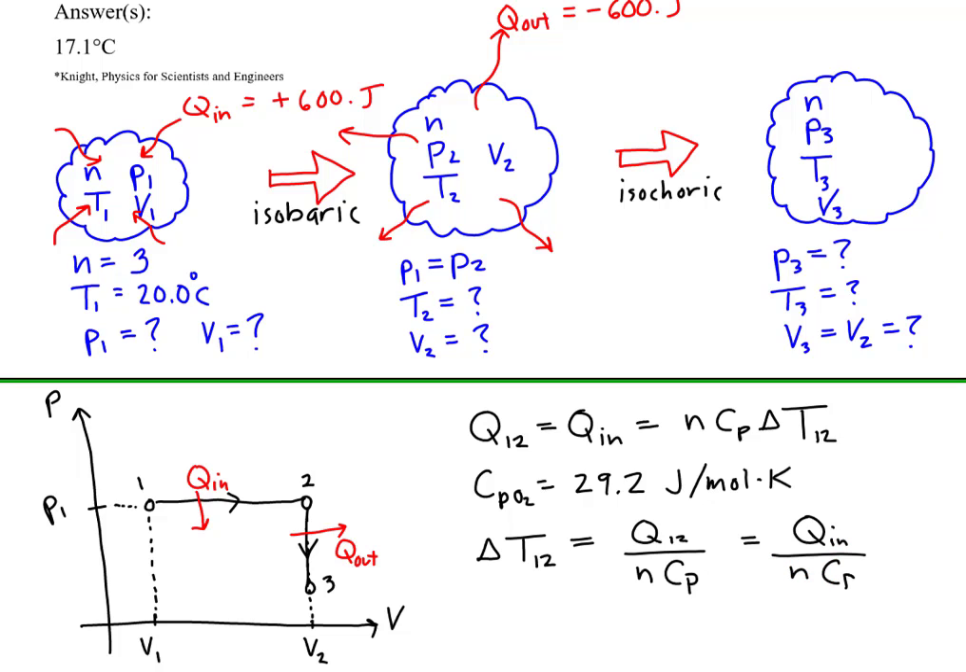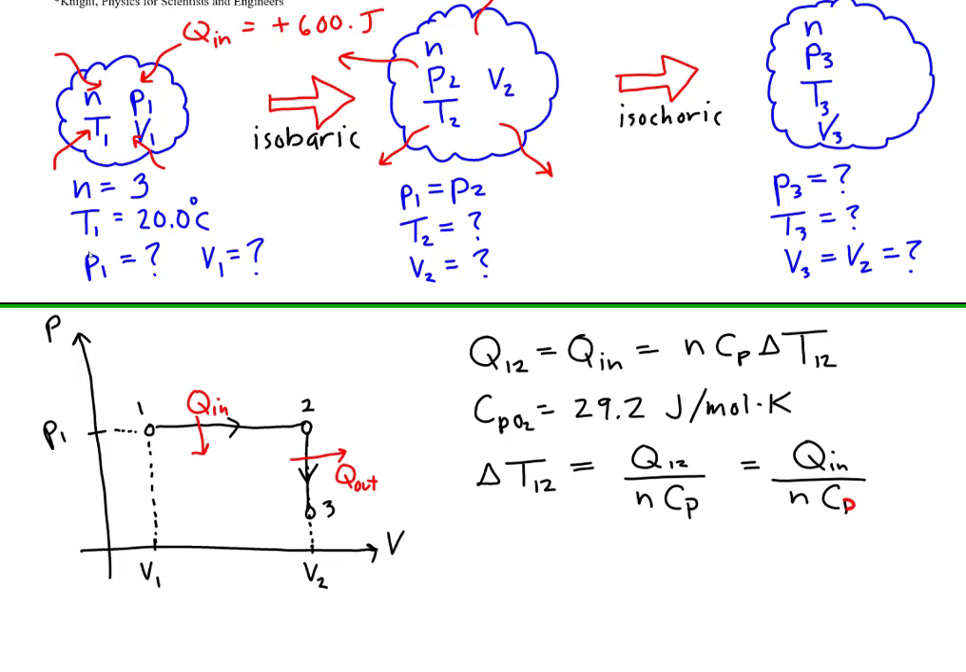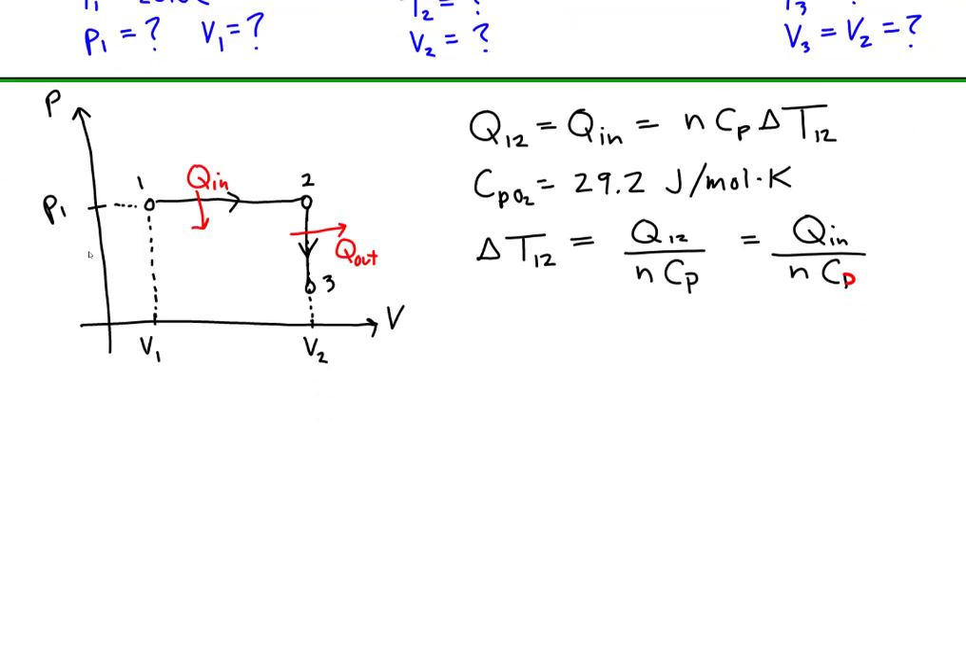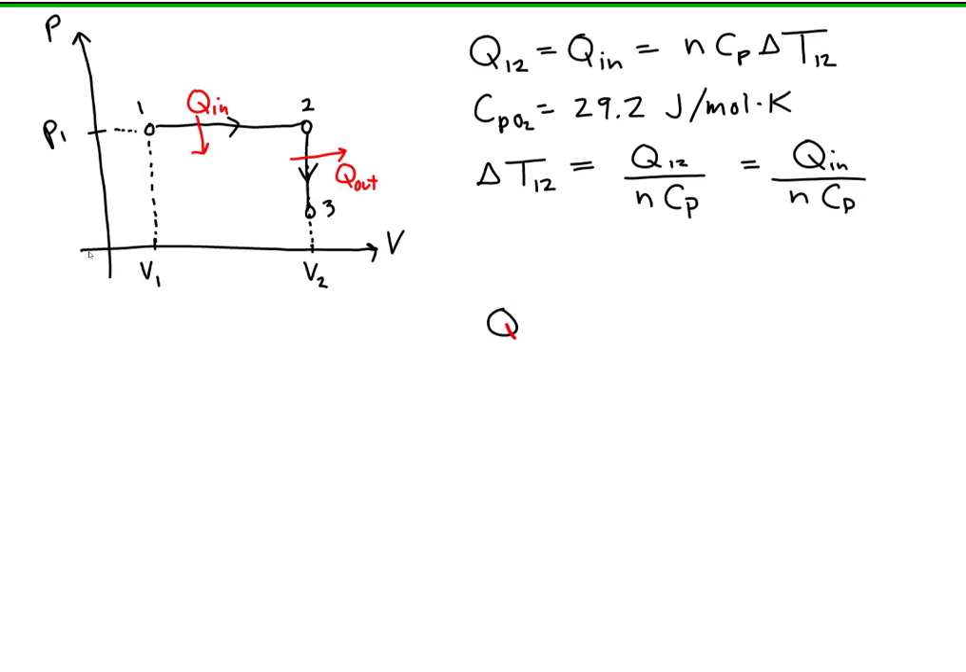This is just the heat added to the system divided by NCP. To find the change in temperature during the isochoric decrease in pressure between states 2 and 3, we can use the molar specific heat equation at constant volume, which is equal to the number of moles times the gas's specific heat at constant volume times the change of temperature of the gas between states 2 and 3.